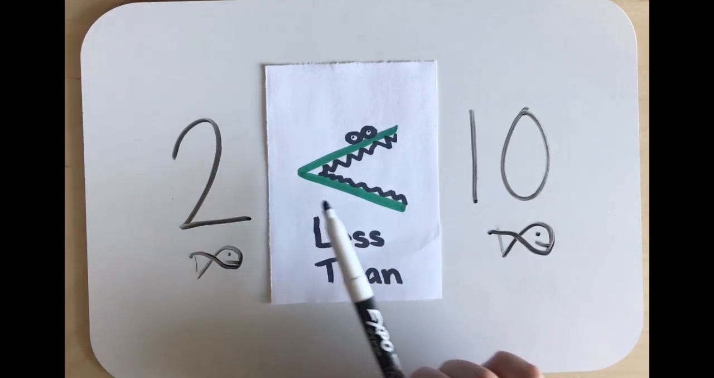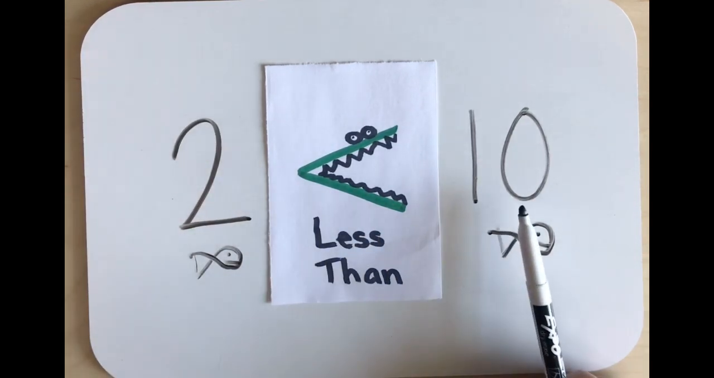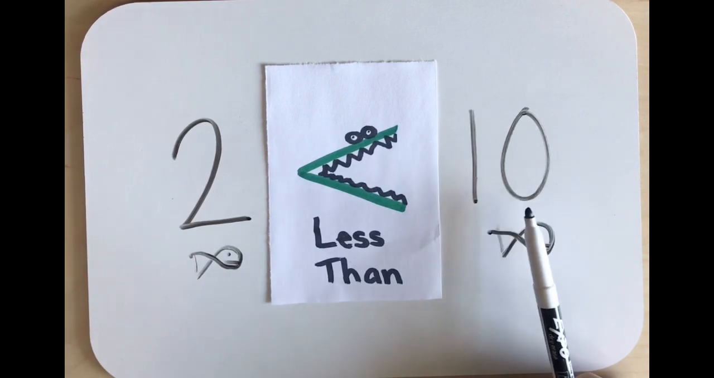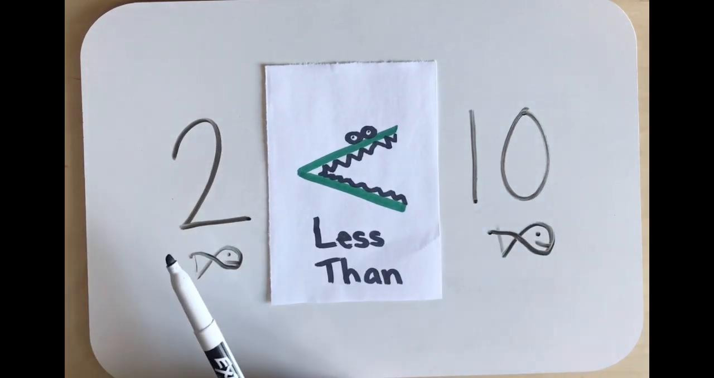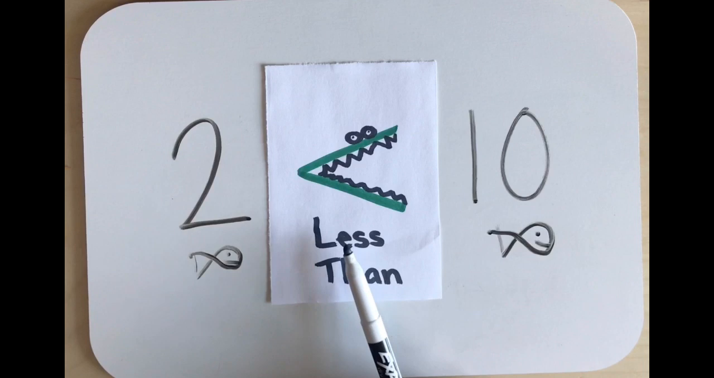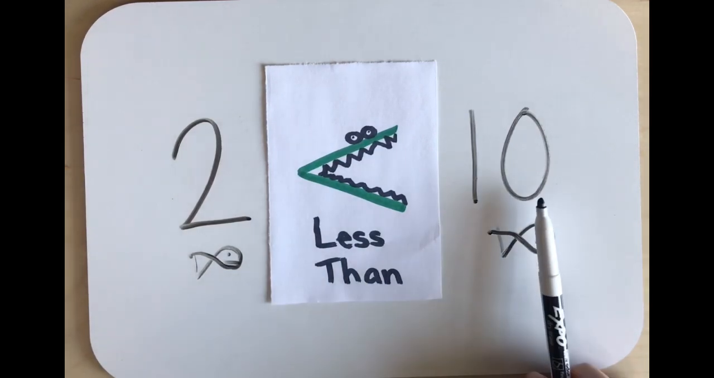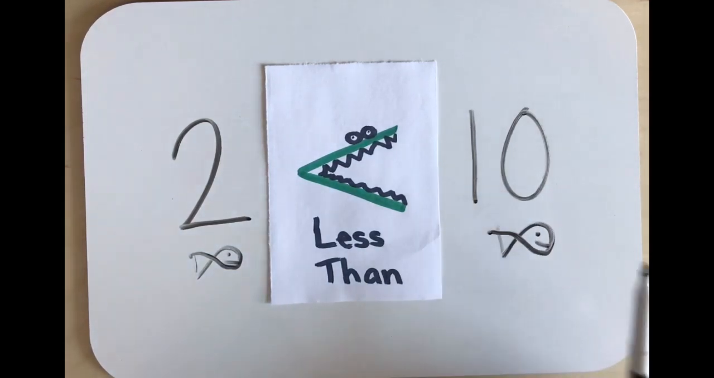Do you notice that the alligator is turned this way? Its mouth is wide open trying to eat the bigger number. Yes, let's read this again, starting from the left. 2 is less than 10. Let's practice one more.